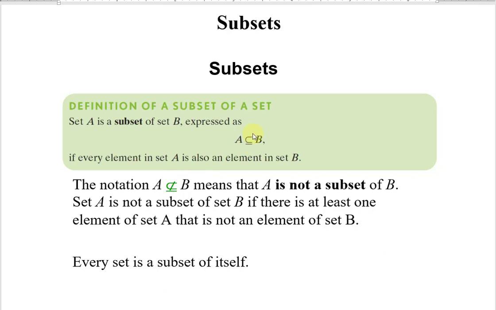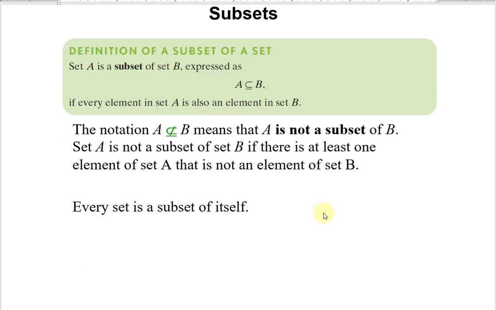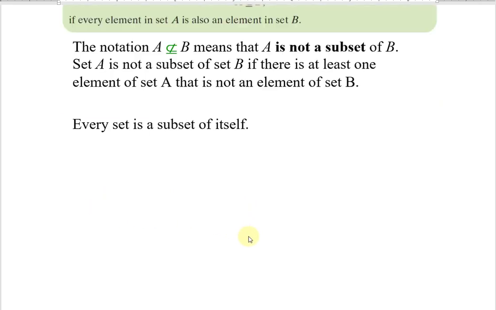Now, if you draw the diagonal line across the symbol, then that means A is not a subset of B, and that means that not all, or at least one element of A is not an element of B. Now, every set is a subset of itself because it has all the elements of itself.